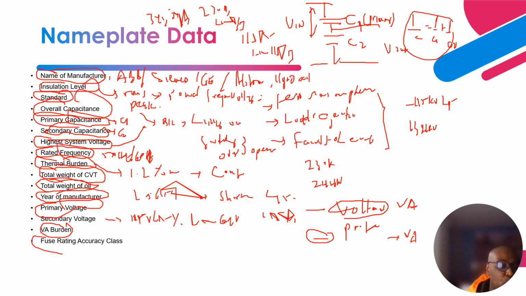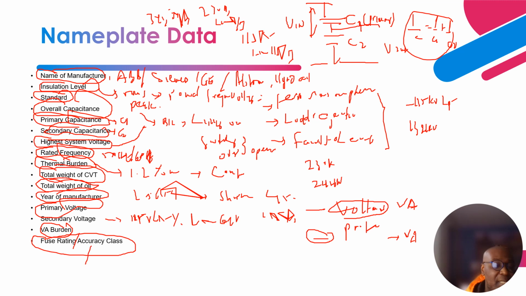Next is the fuse rating. The fuse rating is on the secondary side. Definitely you need to protect those connected loads. That is why you have fuses connected on the secondary side for each circuit. If it goes to a voltmeter, you have a fuse that is protecting the voltmeter. If it goes to the protective relay, you have a fuse. So there is a rating for the fuse.